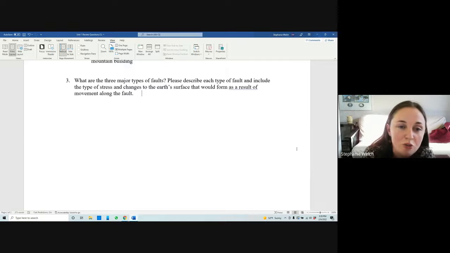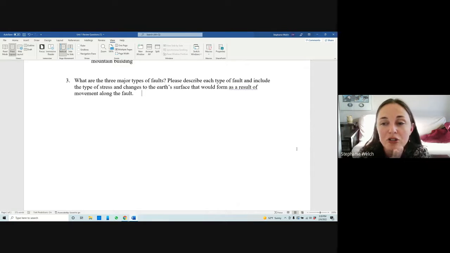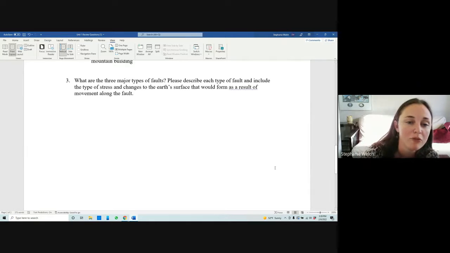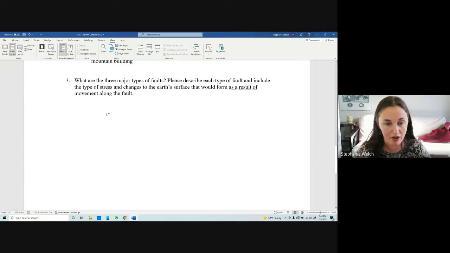So the text here reads, what are the 3 major types of faults? Please describe each type of fault and include the type of stress and the changes to the Earth's surface that would form as a result of movement along that fault. So basically we have 1, 2, 3 types of faults. What is the stress? How does it affect the Earth? I have probably way more than 3, more like 5 or 6 names for different types of faults, but they fall into these 3 major categories. I categorize them this way because they relate to the 3 primary types of stress.